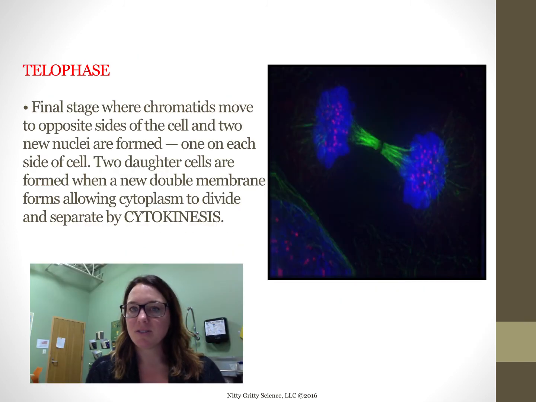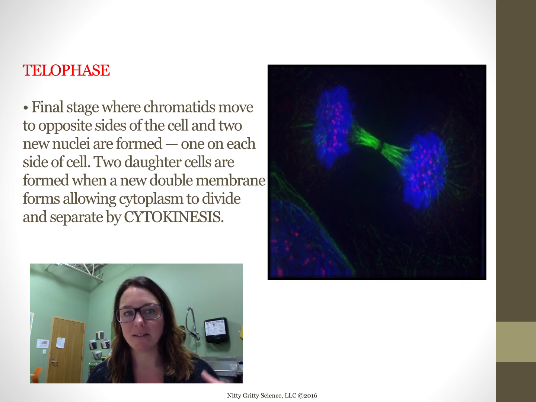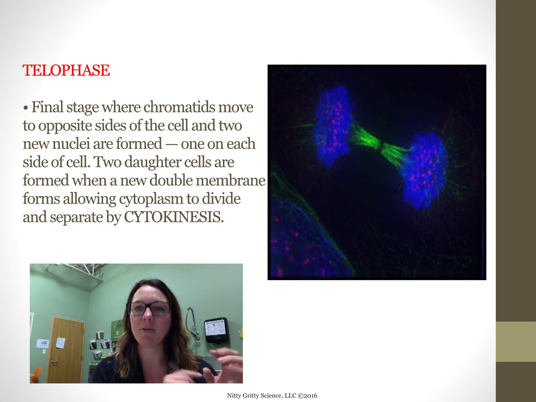Once those sister chromatids are separating and moving to the opposite ends of the cell, we enter the final stage of mitosis, which is called telophase. This is where the chromatids are brought to the opposite sides of the cell, and two new nuclei are formed around those sets of chromosomes, one on each side of the cell. The two daughter cells are formed when a new double membrane forms, allowing the cytoplasm to divide and separate by cytokinesis. So telophase is the phase where the chromosomes have moved to the opposite ends, a new nucleus forms around the chromosomes, and then cytokinesis begins and the cell splits into two.